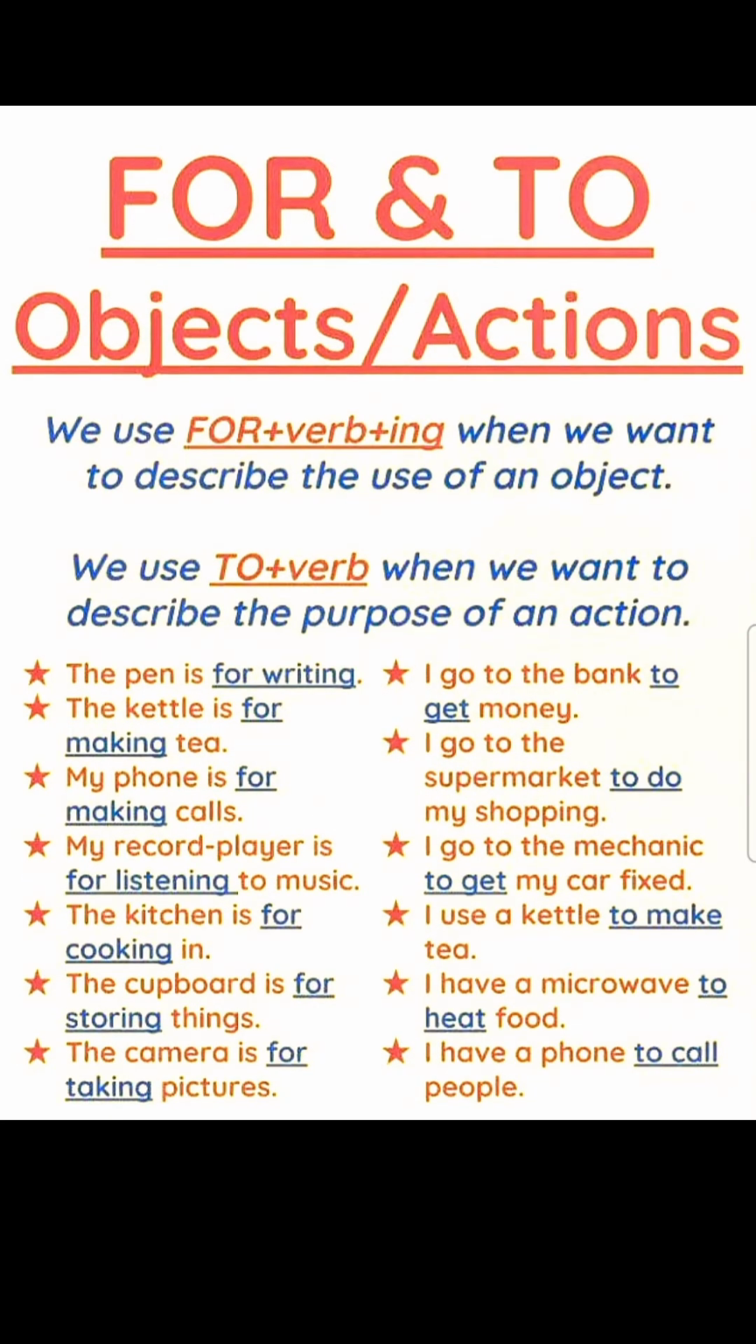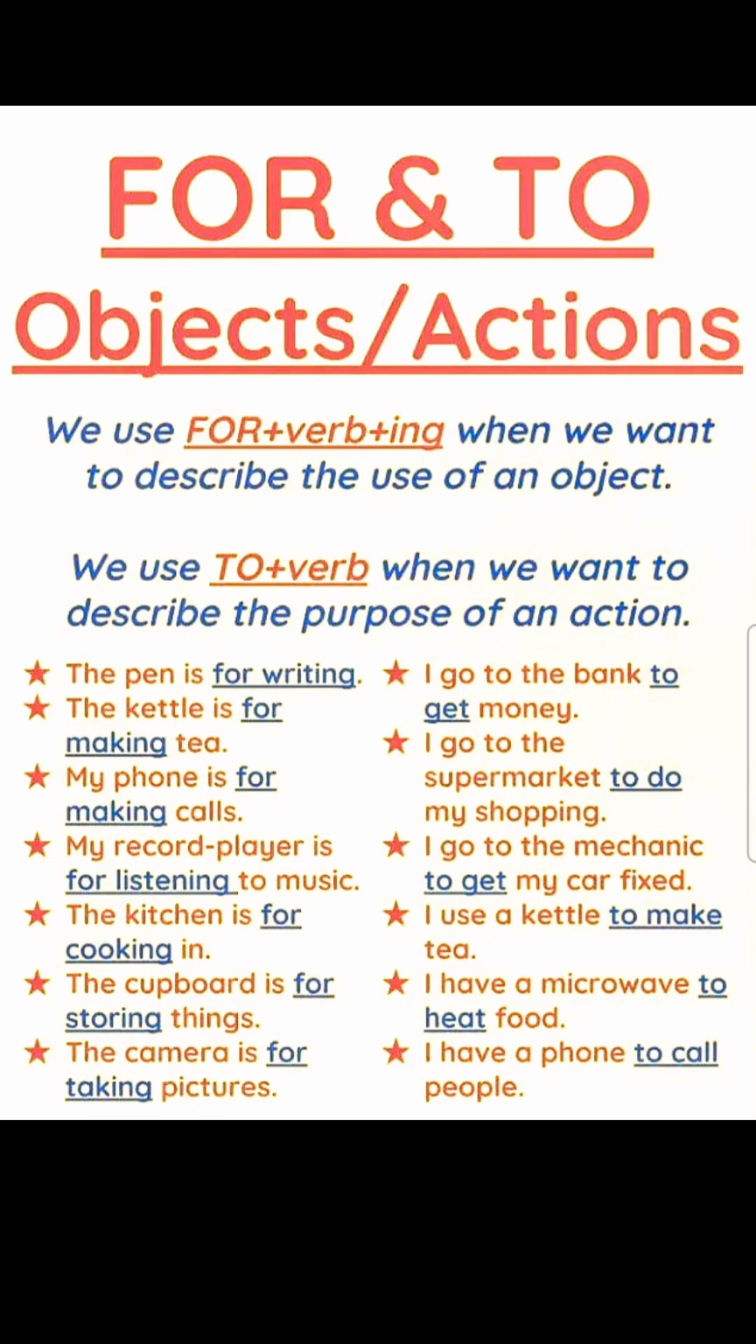Now similarly, let us understand the use of to. Okay. Now we understood for is used with objects and to is used with actions. For is used to describe the use of an object and to is used to describe the purpose of an action. Okay, use of an object is for, purpose of an action is to. So we have to identify in the sentence whether there is a purpose or a use, whether there is an object or whether there is an action.